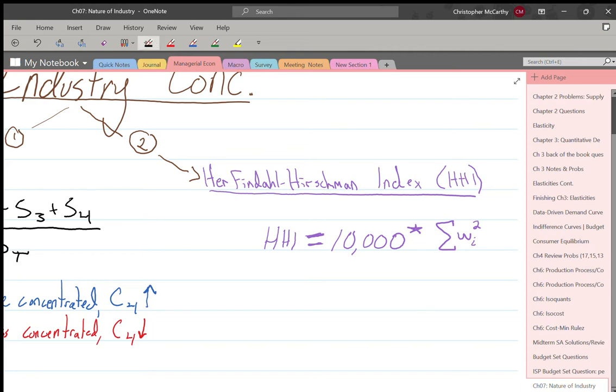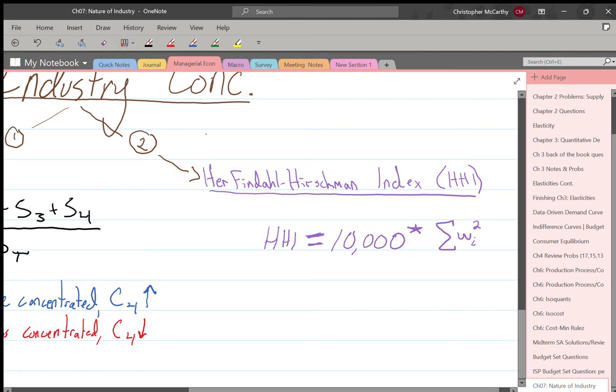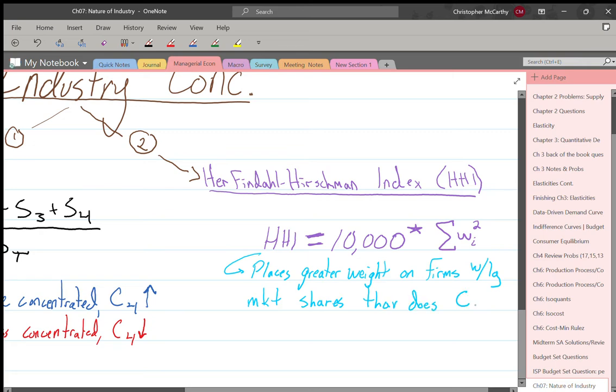So a couple of things to note about the Herfindahl-Hirschman index is that it places greater weight on firms with large market shares than does C4 as an industry measure. The HHI goes from 0 to 10,000, and higher numbers indicate greater concentration.